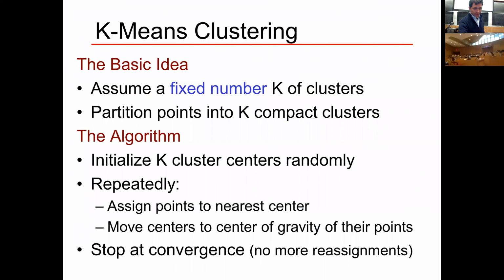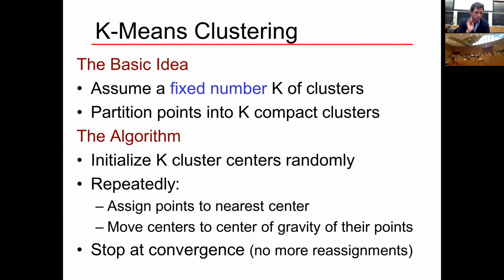So what's the basic idea of K-means clustering? The basic idea is that we assume there's a fixed number K of clusters. So that's given as an input. And you can vary that, and we can talk about ways to select K. And then you partition points into K compact clusters. So our metric is going to be compactness, and we're going to define that.